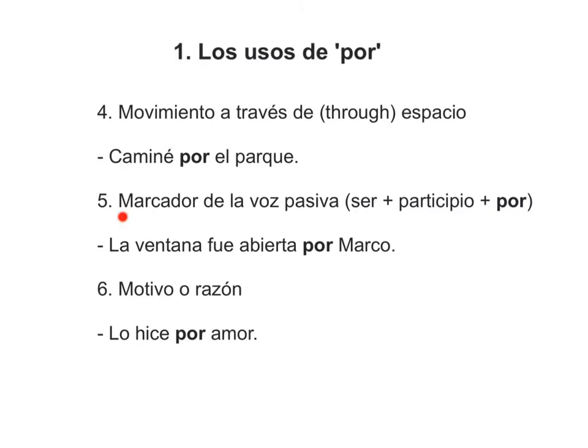Tenemos número 5, marcador de la voz pasiva, the marker of the passive voice. En español se forma la voz pasiva con el verbo ser más el participio pasado y por. Entonces, el ejemplo tenemos la ventana fue abierta por Marco. The window was opened by Marco. So, tenemos el verbo ser más el participio pasado más por.